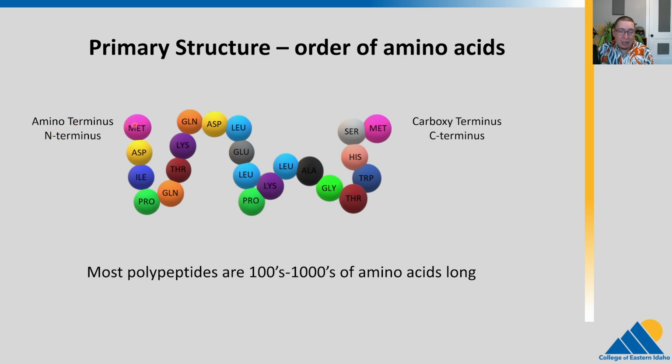And then you can see here, each of these is an amino acid. So here's methionine, here's aspartate, here is isoleucine, here's proline, glutamine, threonine, lysine, glutamine, right? So on and so forth down the line. Okay, so that's the linear order of the amino acids. If I were to have a methionine and then instead of aspartate, another methionine, that would change the linear order, right?